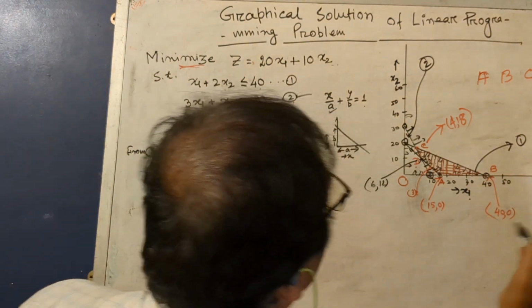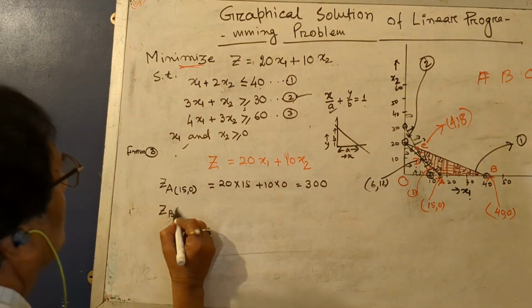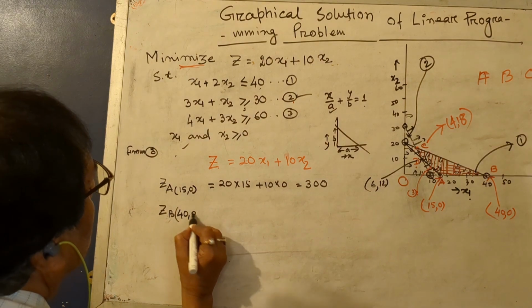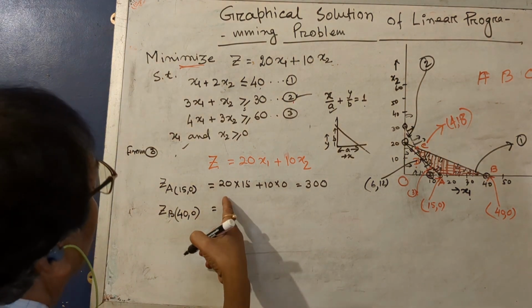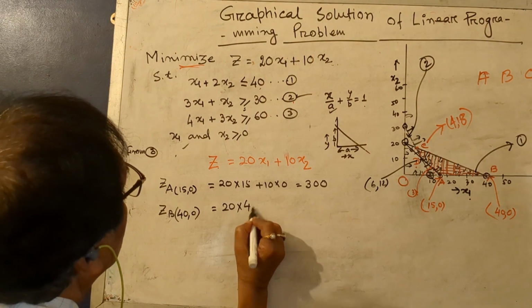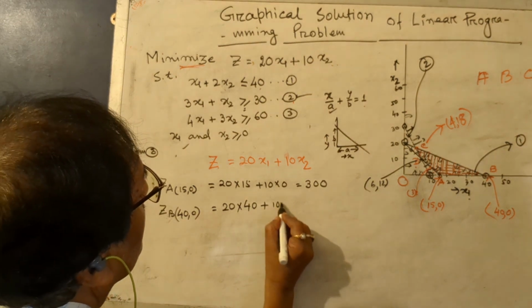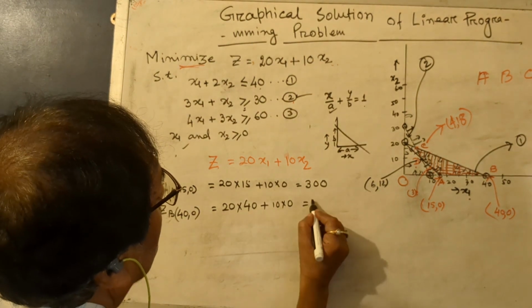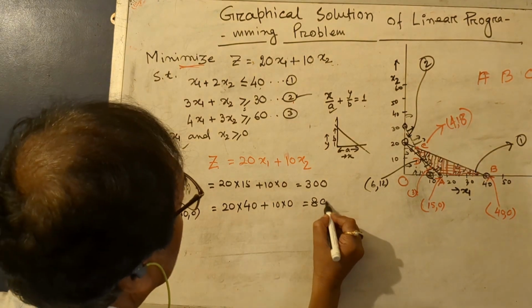B is (40, 0). The coordinate is 40 and 0. We'll find out the minimum value: 20 into 40 plus 10 into 0. That's why this is 800.